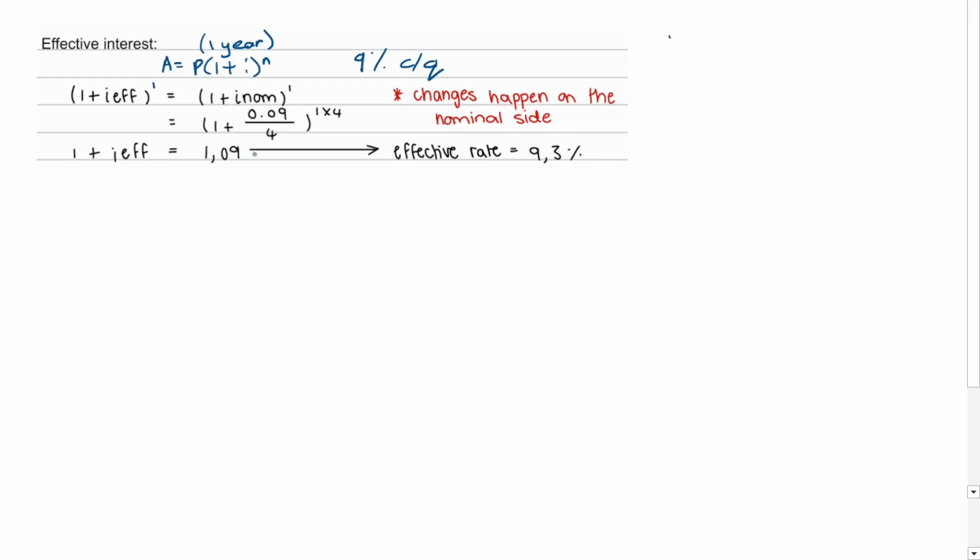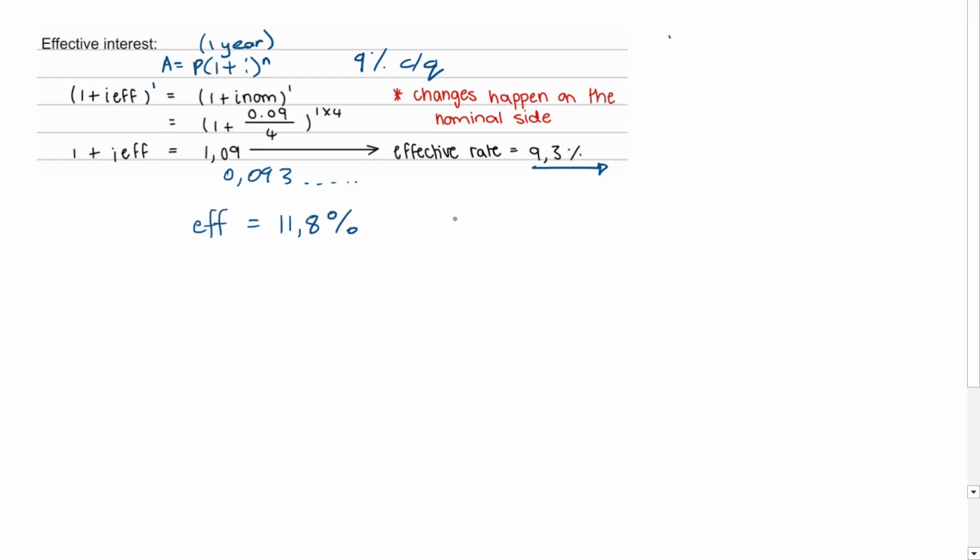1.09 with all of its decimals. Keep the decimals on your calculator. Then I just minused 1 from there, and it gave me 0.093. And then to get an actual effective interest rate, I just times it by 100, and that gave me my final answer.